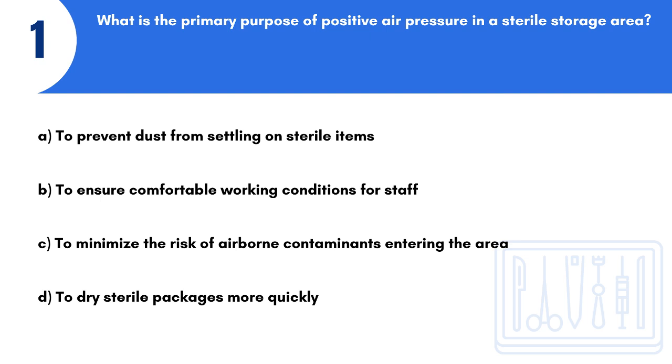Question 1. What is the primary purpose of positive air pressure in a sterile storage area? A. To prevent dust from settling on sterile items. B. To ensure comfortable working conditions for staff. C. To minimize the risk of airborne contaminants entering the area. D. To dry sterile packages more quickly.